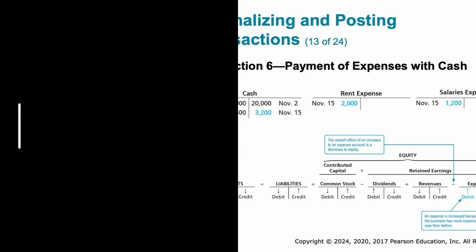The overall effect of an increase in expense account is a decrease to equity. So even though expenses go up, when we have revenues, we're going to take that minus sign. This way we don't get a double negative. We just leave the expenses positive, right? As they go up, we leave them positive because we take our revenues and then we minus our expenses. And expenses increase because the business has more expenses now than before.